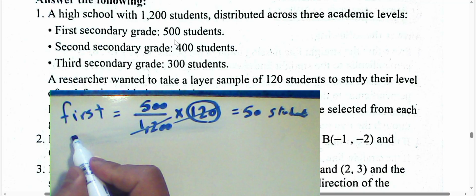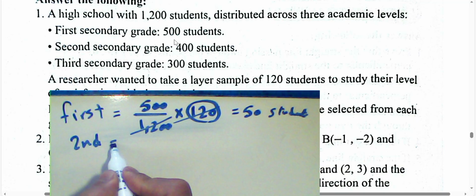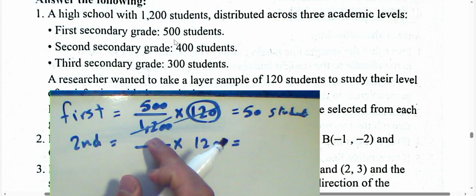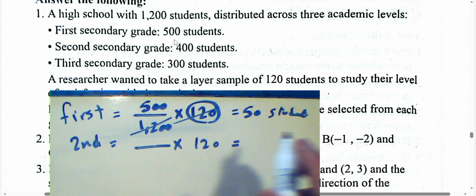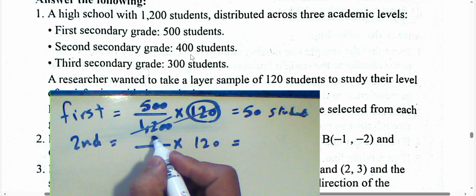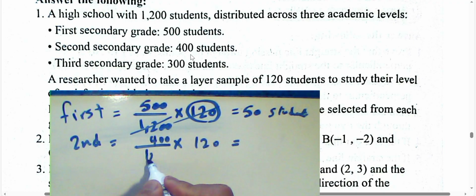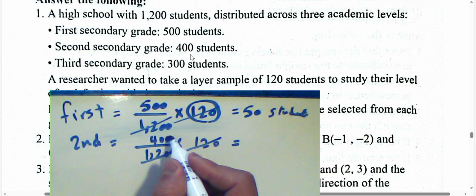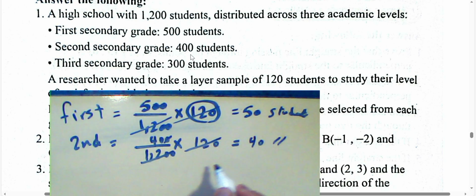Okay, and the number of second grade, we can write also the volume outside and part divided by the total. The secondary grade, we have 400 students from the total 1,200, you can divide it together here. The result will be 40 students.